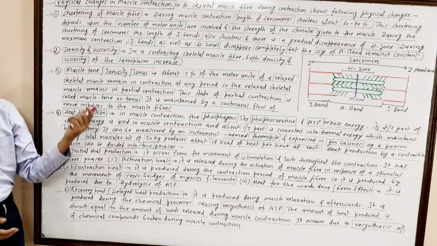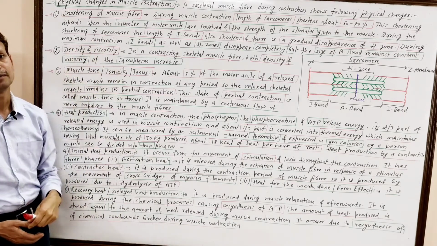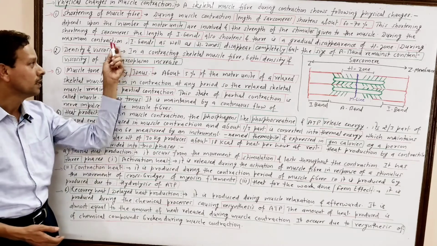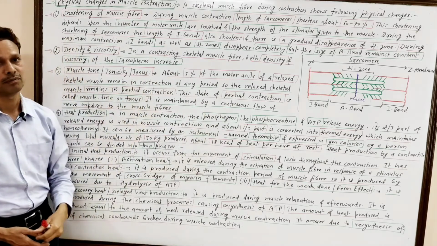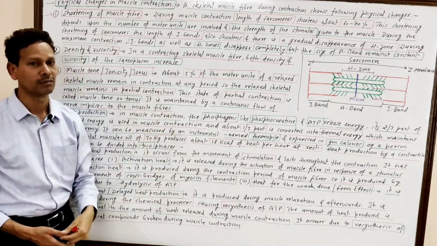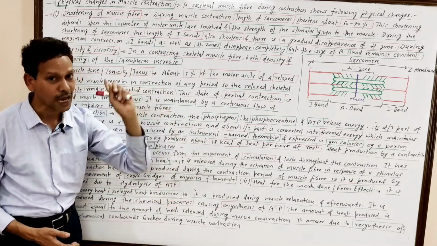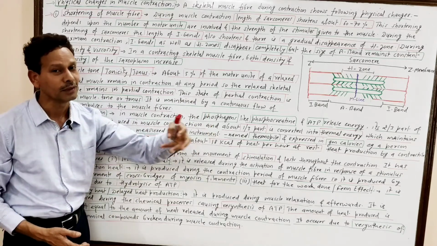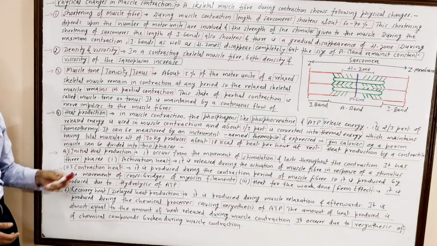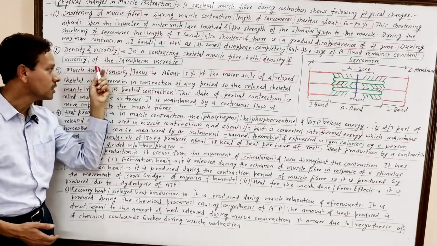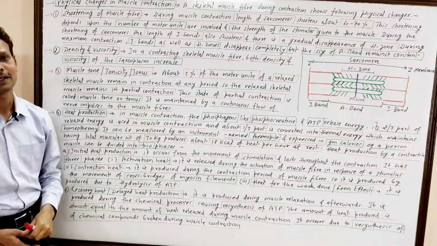The second physical change in muscle contraction is density and viscosity. Note down, students, both density as well as viscosity of sarcoplasm increase at the time of muscle contraction. The third change is muscle tone. Dear students, tonicity or tonus is a very important topic for the final exam.